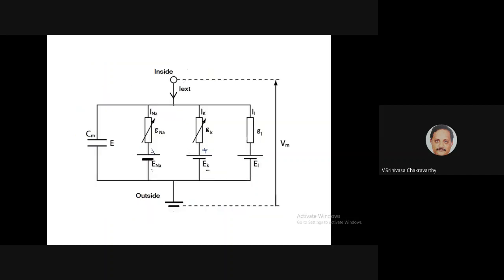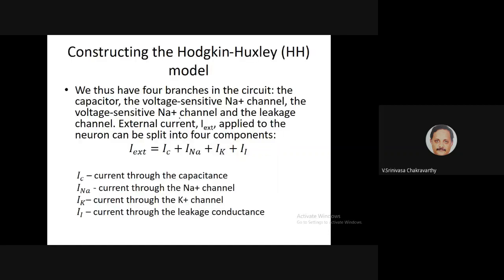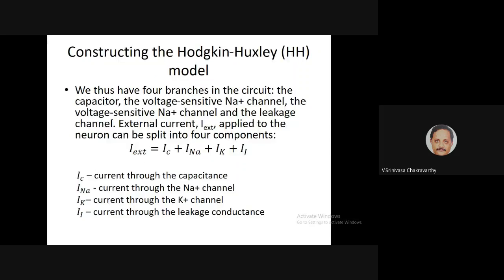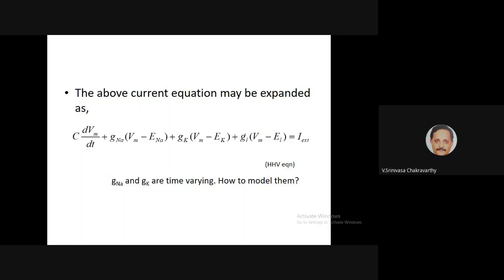So now, if you apply the Kirchhoff's current law here at this node, then you see that the Ix is shown as going into the node. Whereas the other currents, INA, IK, and all that, are shown going out of the node. They're in this direction. And even the IC, that is a capacitive current, is like this. So if you invoke the Kirchhoff's current law, Ix is given as IC plus INA plus IK plus IL, the leakage currents, right?